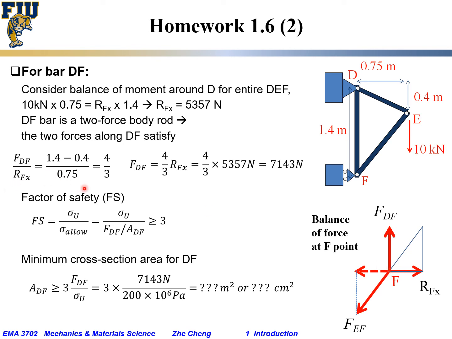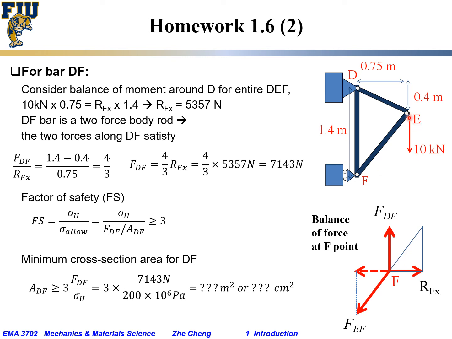they must satisfy this relationship, which means for F point, FDF is trying to pull it up. The RFX is trying to push it to the right. And meanwhile, the EF bar gives another force, FEF, trying to push F in along the rod direction. So these three forces are in balance at F point. Okay. And then as a result, this triangle and the geometric relationship are similar triangles. As a result, FDF here divided by RFX here would be similar to the ratio of distances here.